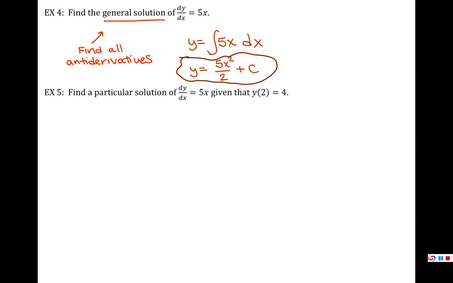Now example 5 is really similar, except it says find a particular solution. And then they give us more information. So we've got the same differential equation, dy dx equals 5x. Now we want to find a particular solution given that y of 2 equals 4.